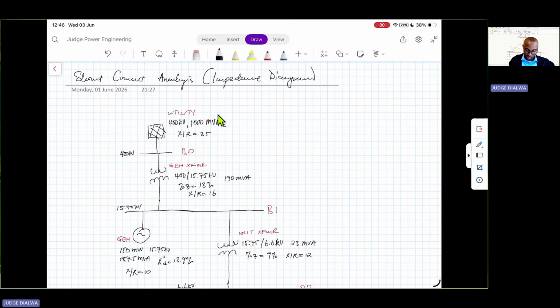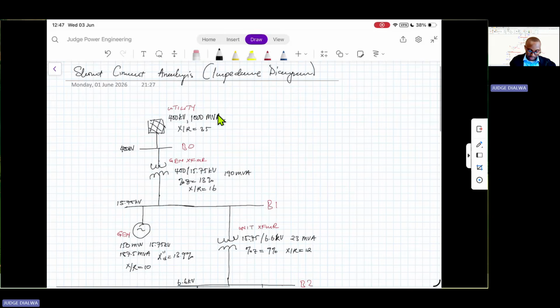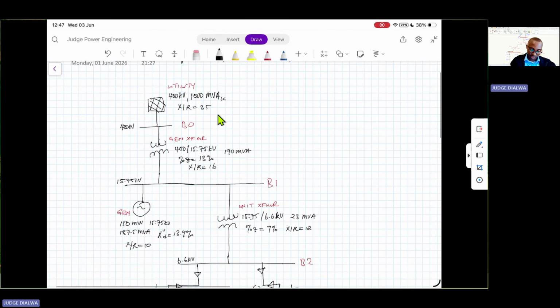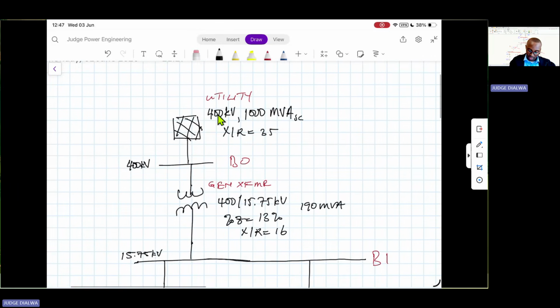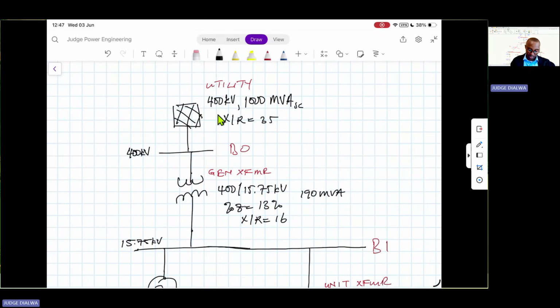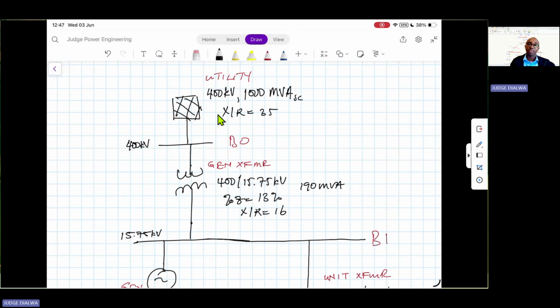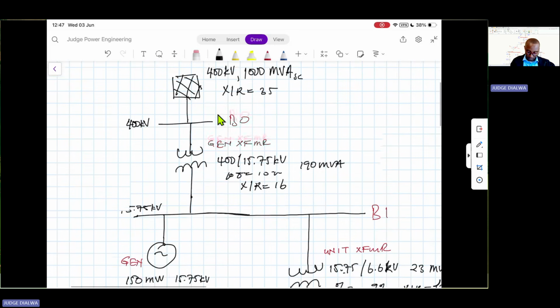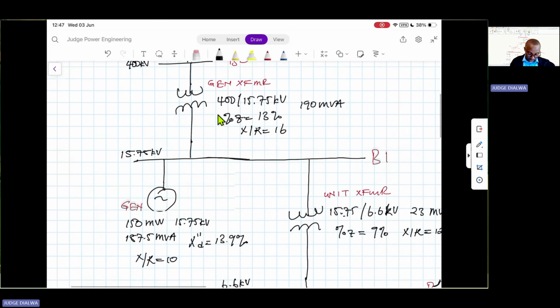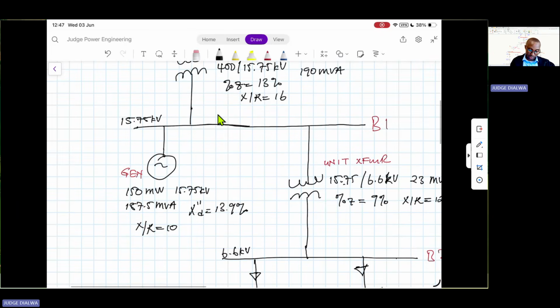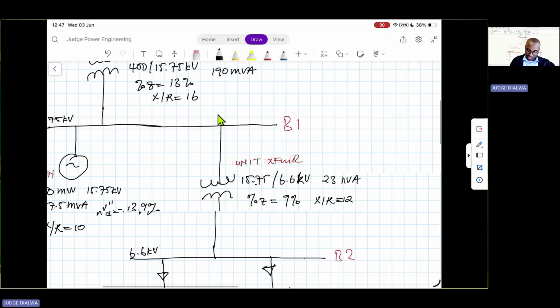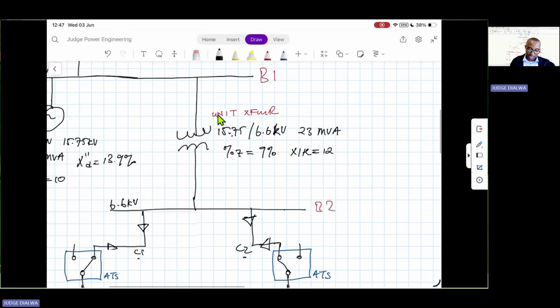So this is our network. It's a generating unit, a 150 megawatt rated unit. It is connected to a 400 kV grid through a generator transformer, which steps up 15.75 kV to the 400 kV. And that is working in parallel with our unit generator, a 150 megawatt generator with a terminal voltage of 15.75 kV. Then this is how the rest of the unit equipment is supplied.